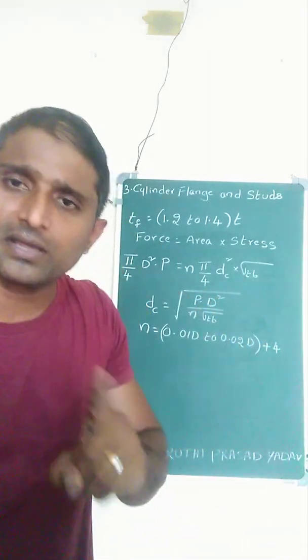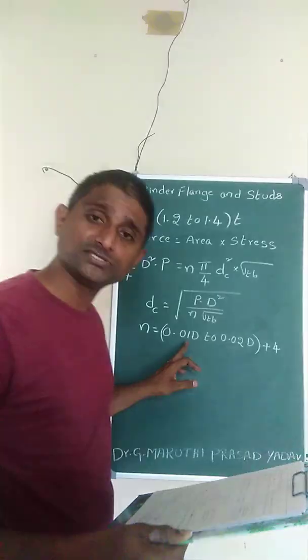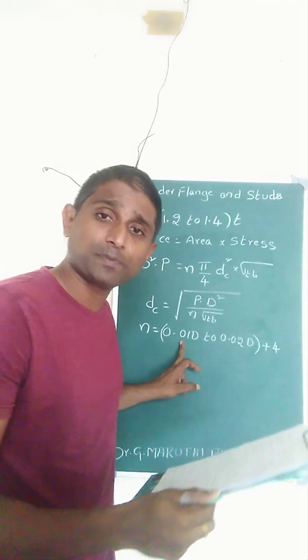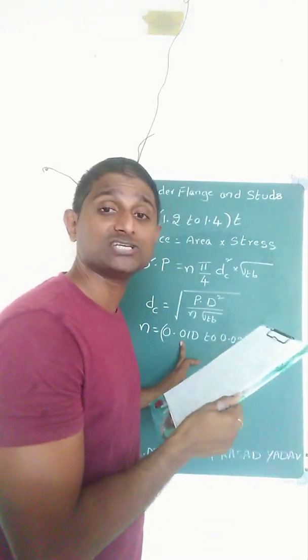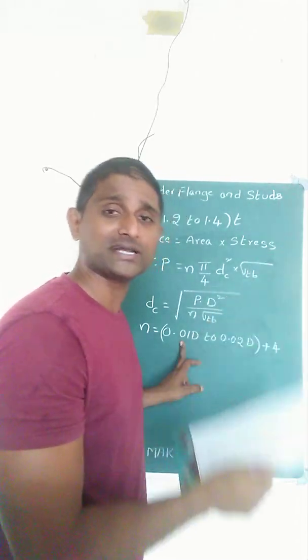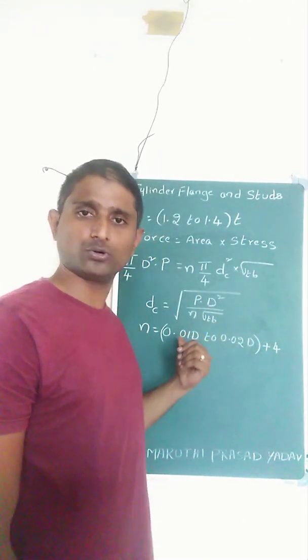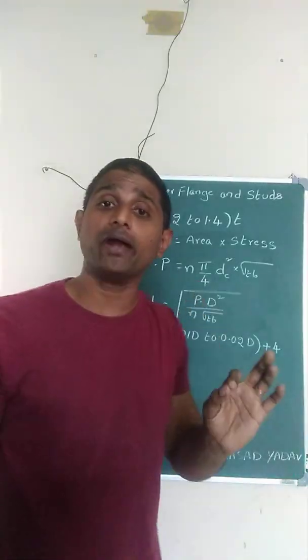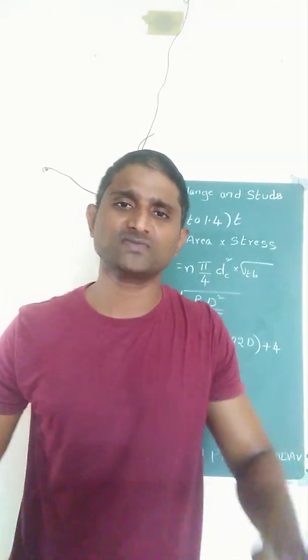And remember very carefully, there is a printing mistake in the data book. Instead of 0.01 here, it is printed as 0.1. To repeat, 0.01 is the actual value, but in the data book it is printed by mistake as 0.1. So remember and note this point, it is 0.01D plus 4 to 0.02D plus 4.